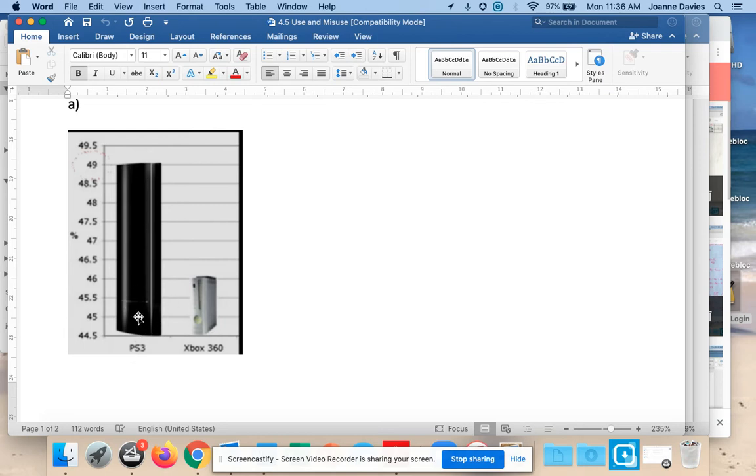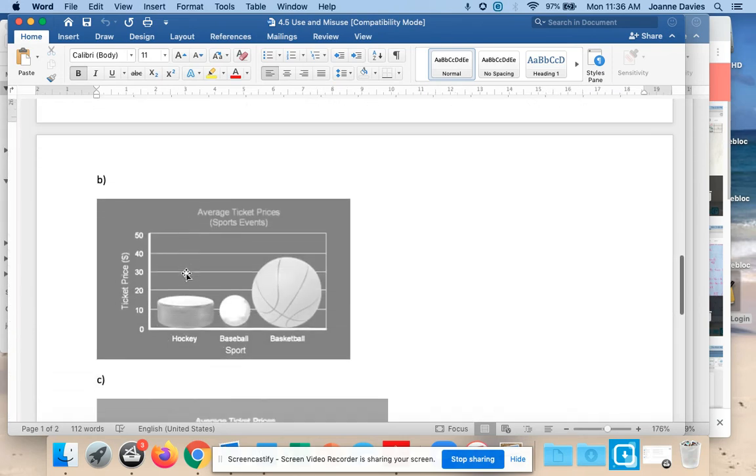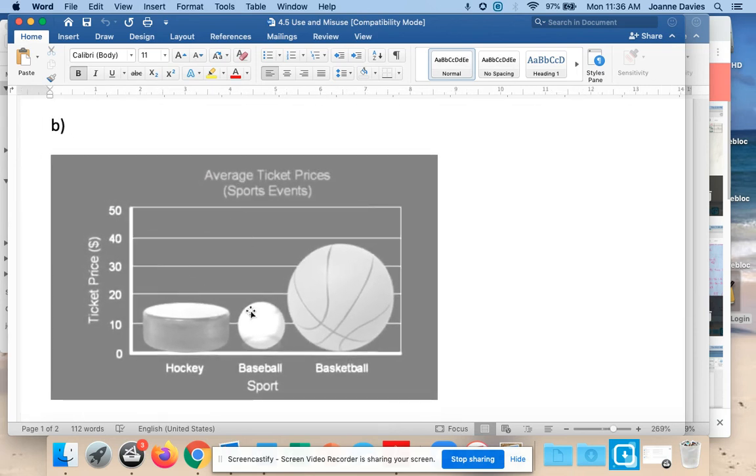So they're using bar graphs and they're using the image of the machines. So why might this be misleading? Well, if you actually look at the data, an Xbox 360 is at 46%, whereas a PS3 is at 49%. So that's only a difference of 3. But when you look at the graph, it looks so much bigger. And the reason is because of the scale they've used. They've used a scale starting at 45. So your whole scale is only a value of 5 units. So that's very misleading.